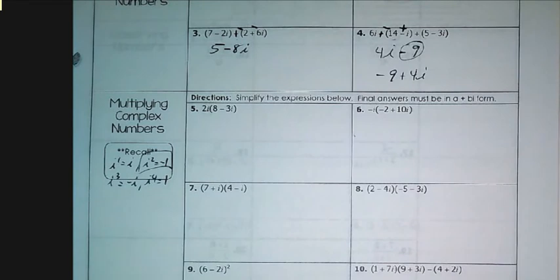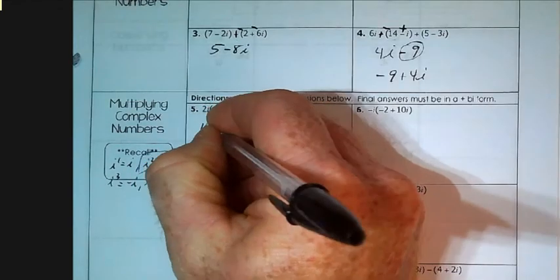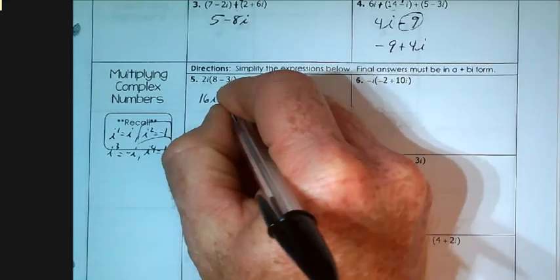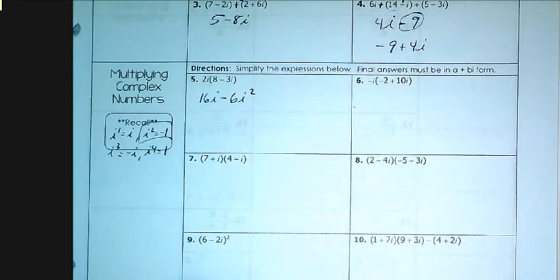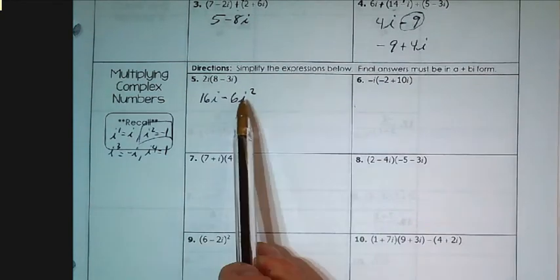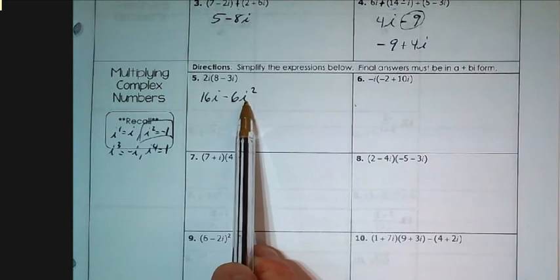All right, so 2i times 8 is 16i, and 2i times negative 3i is negative 6i squared. So you can see that there is part of this that needs to be simplified. We don't want to leave it as i squared. So if you see an i squared, what is i squared?